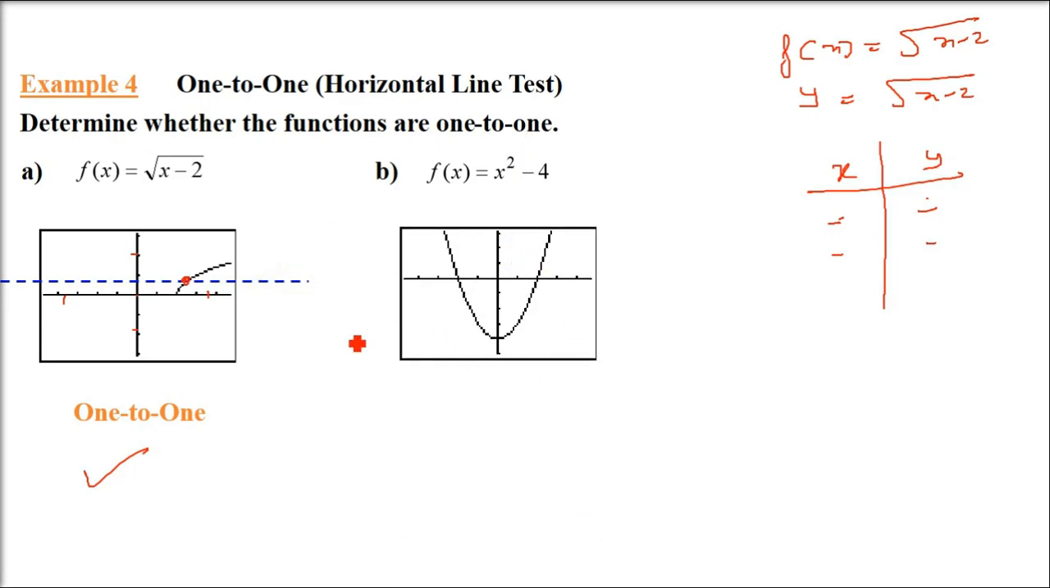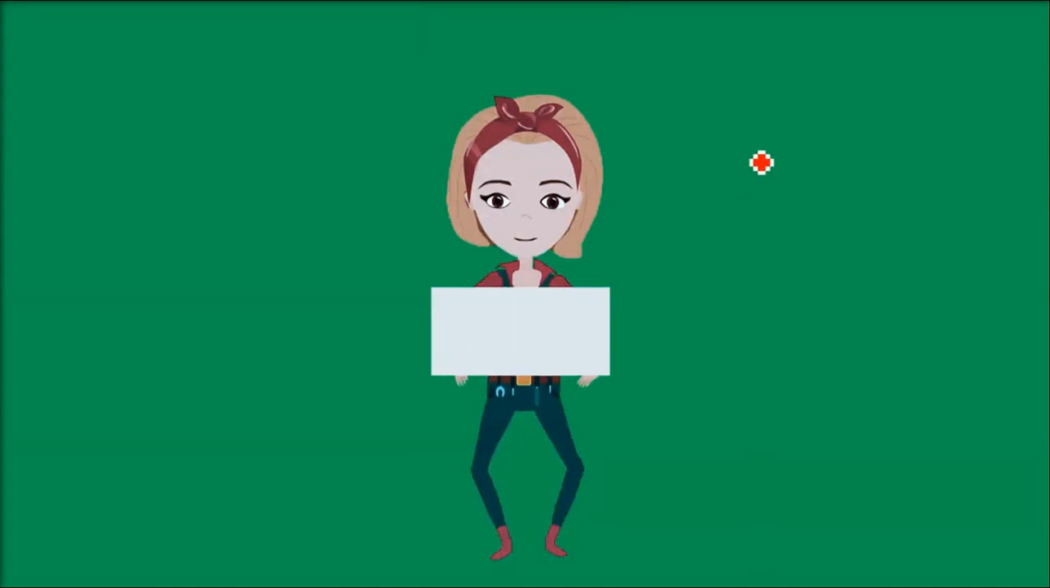Now let us come to another function, f(x) equals x squared minus 4. And if you see this horizontal line, it intersects two points. So this is not one-to-one. We cannot even talk about inverse. This is not one-to-one. Inverse is only possible when the function is one-to-one.